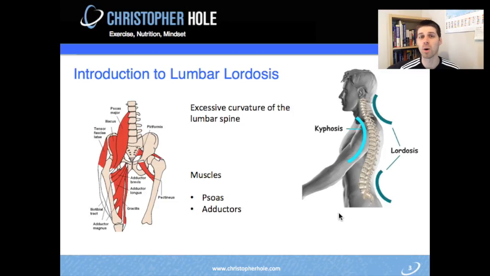So to start this video off, we're going to be looking at the spine. We're going to be looking at lordosis, and then we're going to move into the muscles and their effect on the spine and on different parts of the body as well. So to start with, we're going to look at the spine.